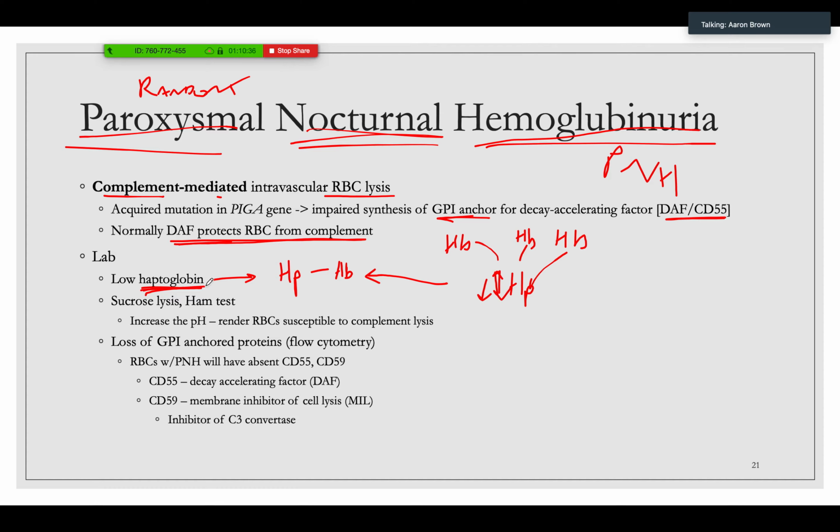The idea behind haptoglobin is essentially that haptoglobin is a protein that binds to free hemoglobin. If there's no free hemoglobin around, haptoglobin should be normal. If you start to have breakdown of red blood cells, hemoglobin will be released into the blood, haptoglobin will bind to that hemoglobin, and your haptoglobin level will fall. Okay?